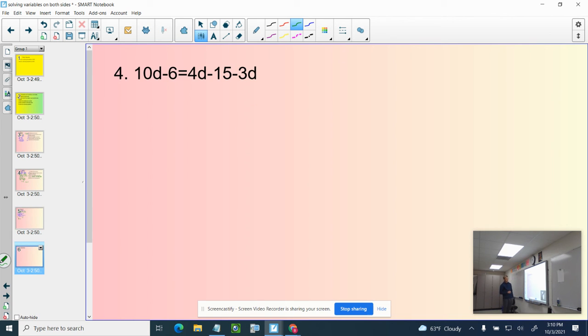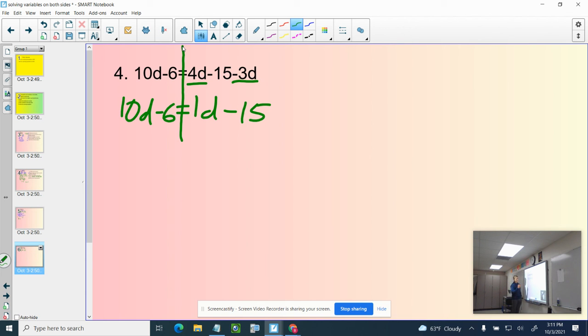Now our last one has a bunch of stuff there. Step 1 again, it's always combine like terms. And this time I actually can combine like terms right away. So drawing my line down, I look at the left side, I have 10d minus 6, no like terms there. But on the other side, I have 4d minus 15 minus 3d. Well, that negative 3d and the positive 4d are like terms. And one thing I want to point out is when we are combining like terms, it's really just adding the coefficients. So it's just adding integers together. So 4 minus 3 is 1d minus 15. That's equal to 10d minus 6.